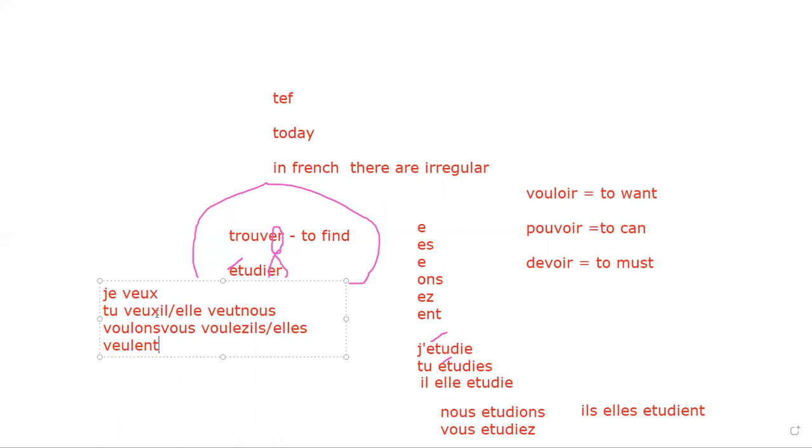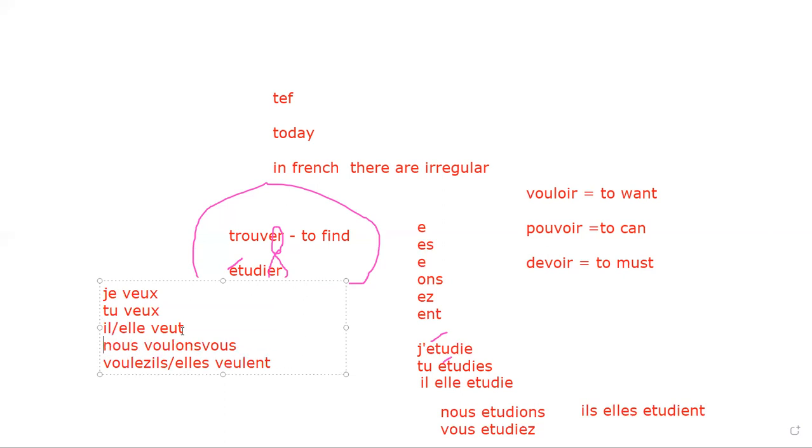Vouloir is my verb to want. The moment I want to conjugate the verb vouloir, I want, you want: je veux. Repeat after me. Je veux is I want. Tu veux.